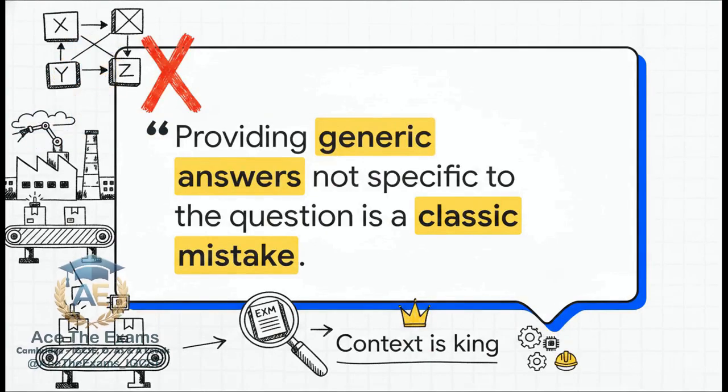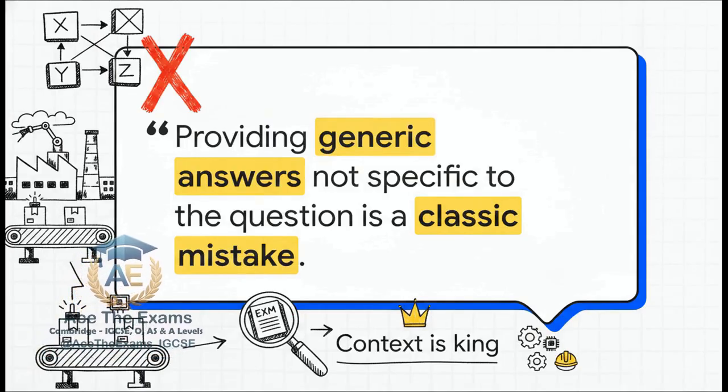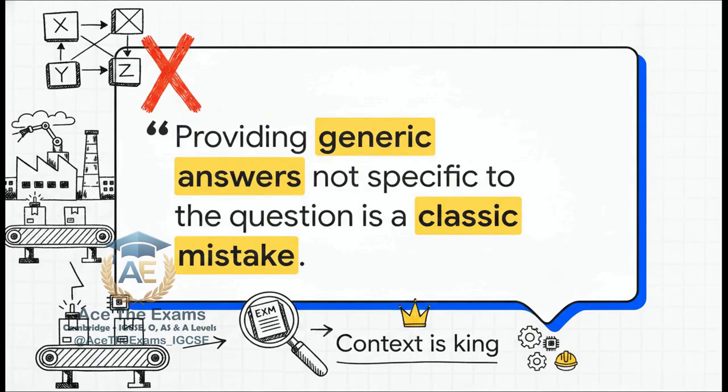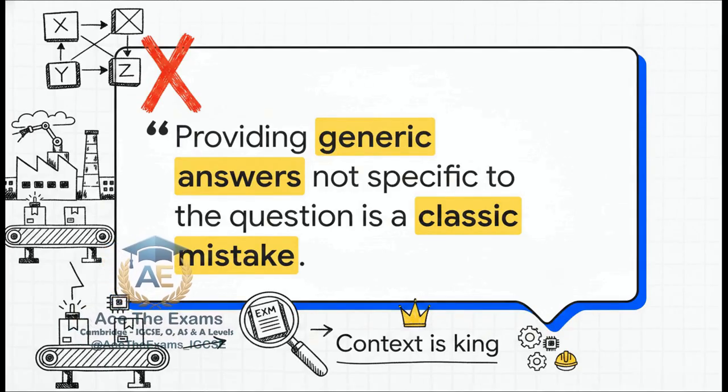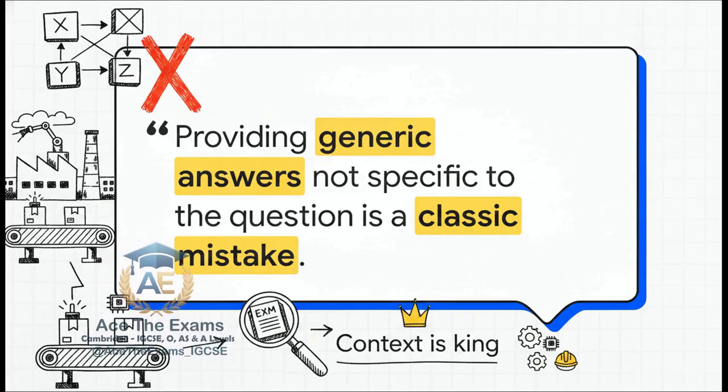Look, if you take absolutely nothing else away from this entire explainer today, you need to remember this exact quote direct from the examiner alert. The classic mistake is providing generic answers not specific to the question context. Always link every point to the given scenario. I literally cannot stress this enough.